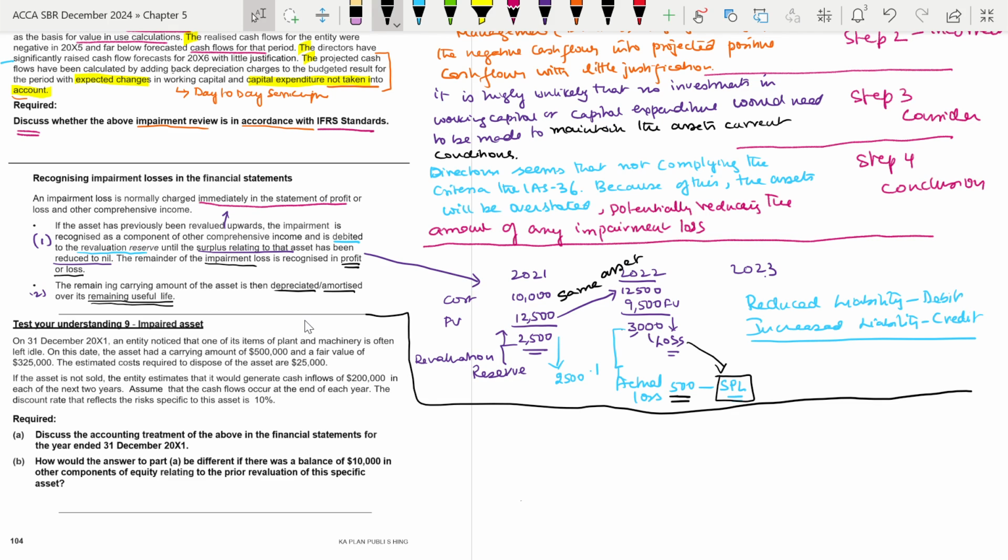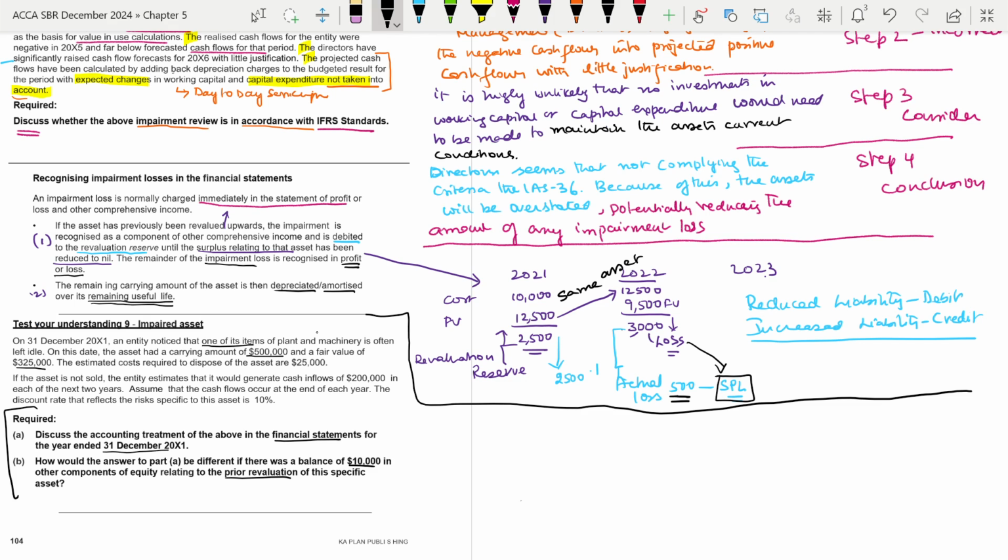On 31st December, the entity notices that one of its items, plant and machinery, is left idle. On this day, the carrying amount is 500 and the fair value is 325. First read the question. They are asking us to discuss the accounting treatment of the above in the financial statements for the year ended 31st December. How will your answer to part A differ if there is a balance of 10,000 in the other component of equity relating to the previous year revaluation?